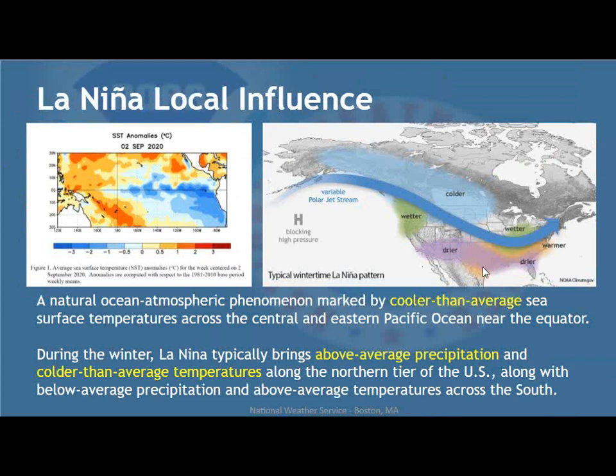And then locally, with the higher pressure over the eastern Pacific, you have some blocking that can result in the polar jet stream diving into the central United States. And as for us up here in New England, we tend to have above average precipitation and colder than average temperatures. And that goes for much of the rest of the northern United States as well.